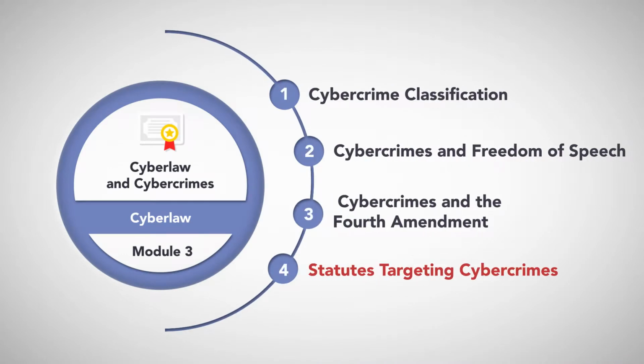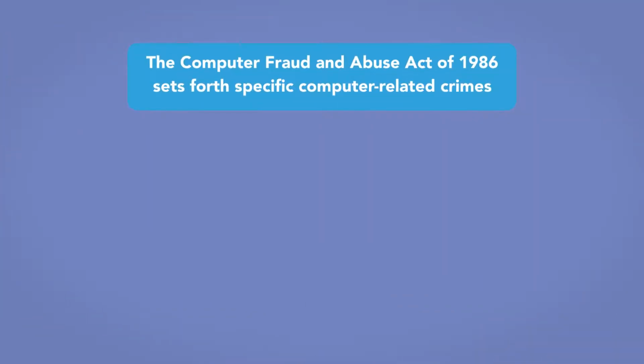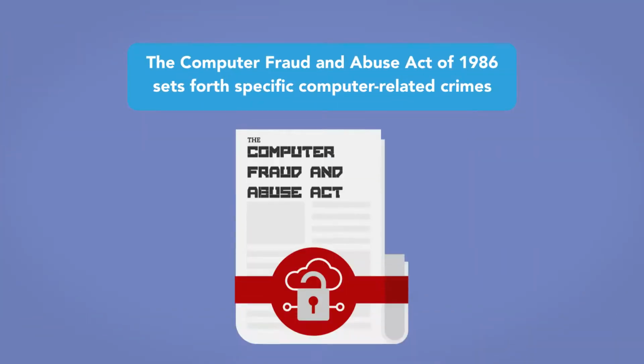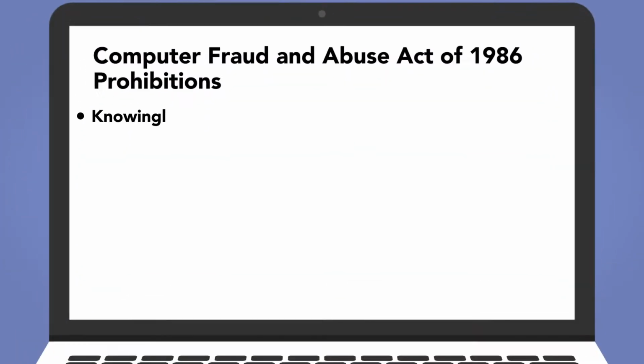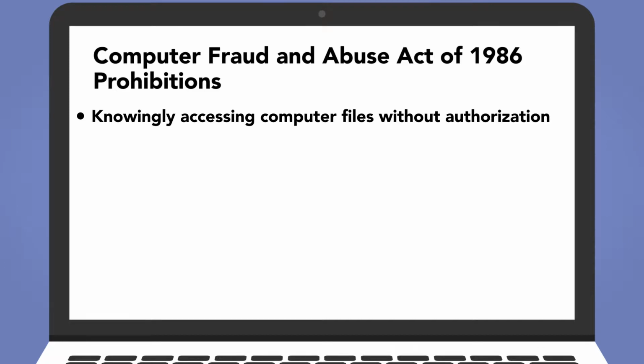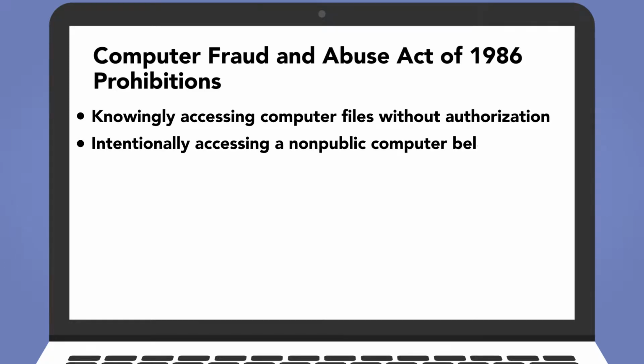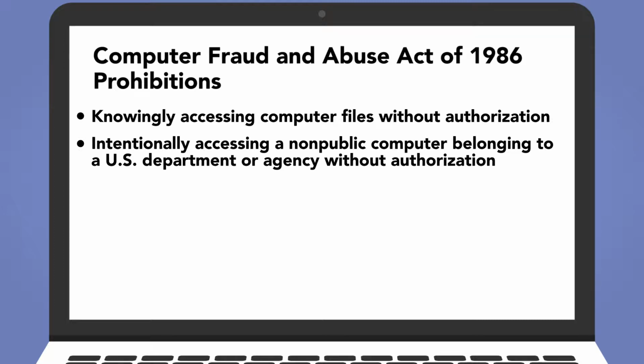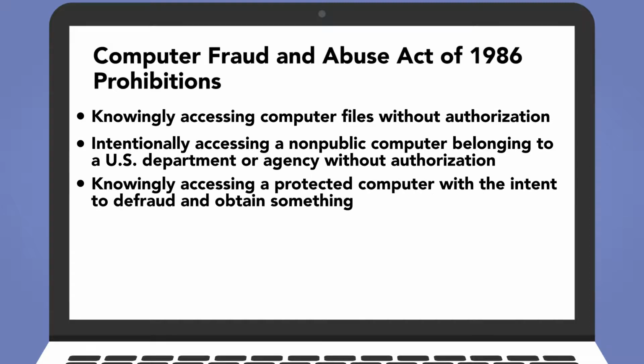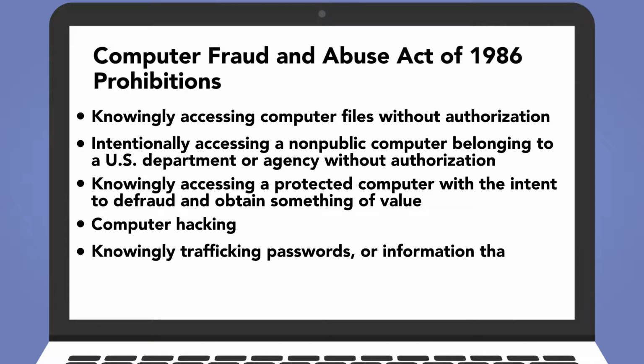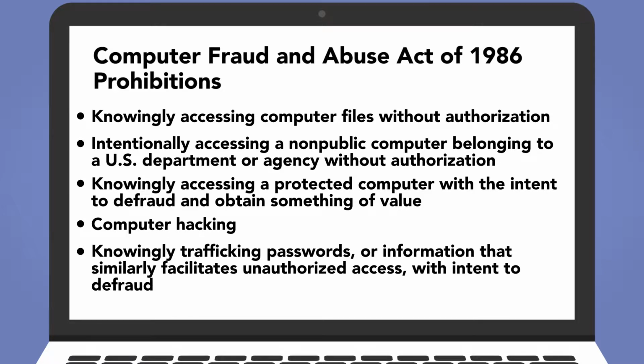Statutes targeting cybercrimes. The federal and state governments have enacted laws to address cybercrimes. The Computer Fraud and Abuse Act of 1986 sets forth specific computer-related crimes. The main prohibitions are knowingly accessing computer files without authorization, intentionally accessing a non-public computer belonging to a U.S. department or agency without authorization, knowingly accessing a protected computer with the intent to defraud and obtain something of value, computer hacking, and knowingly trafficking passwords or information that similarly facilitates unauthorized access with the intent to defraud.